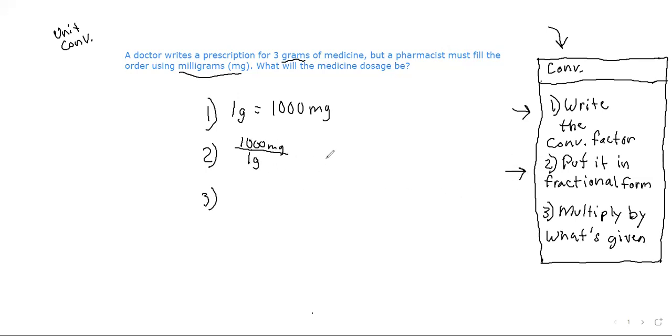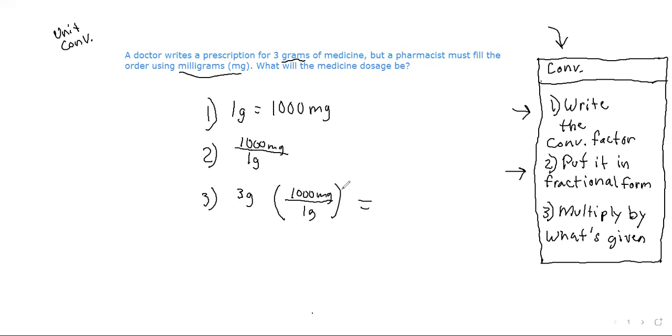Last and final step. Now all we need to do is multiply what we got in step two by what's given in the problem. Let's go back and see what's given. It says a doctor writes a prescription for 3 grams of medicine. So they've given us 3 grams. We're going to write that down and multiply it by what we got in step two, 1,000 milligrams over 1 gram.